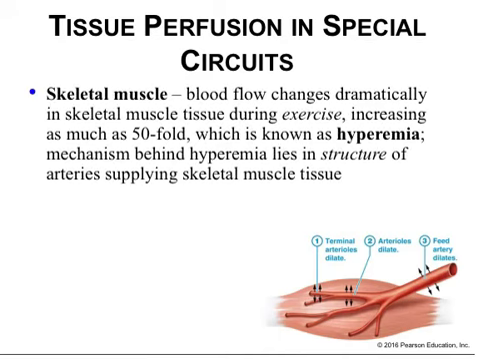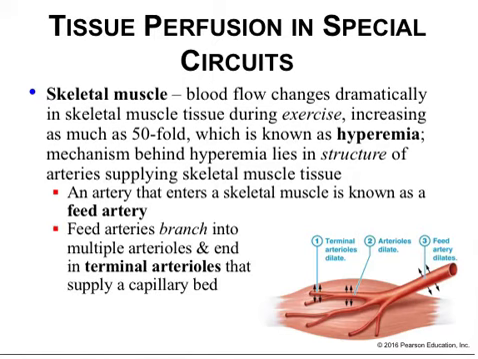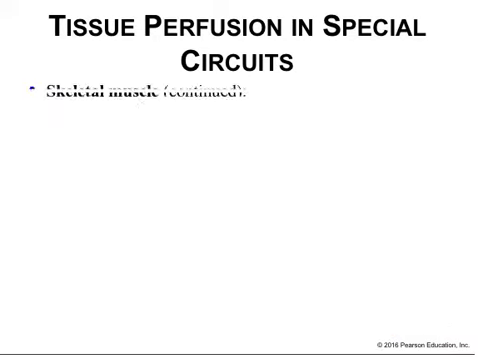In skeletal muscle, blood flow changes dramatically during exercise, increasing as much as 50-fold. This is known as hyperemia, which is a mechanism that lies in the structure of the arteries that supply skeletal muscle. An artery that enters a skeletal muscle is a feed artery, which branches into multiple arterioles and ends in terminal arterioles that supply a capillary bed.